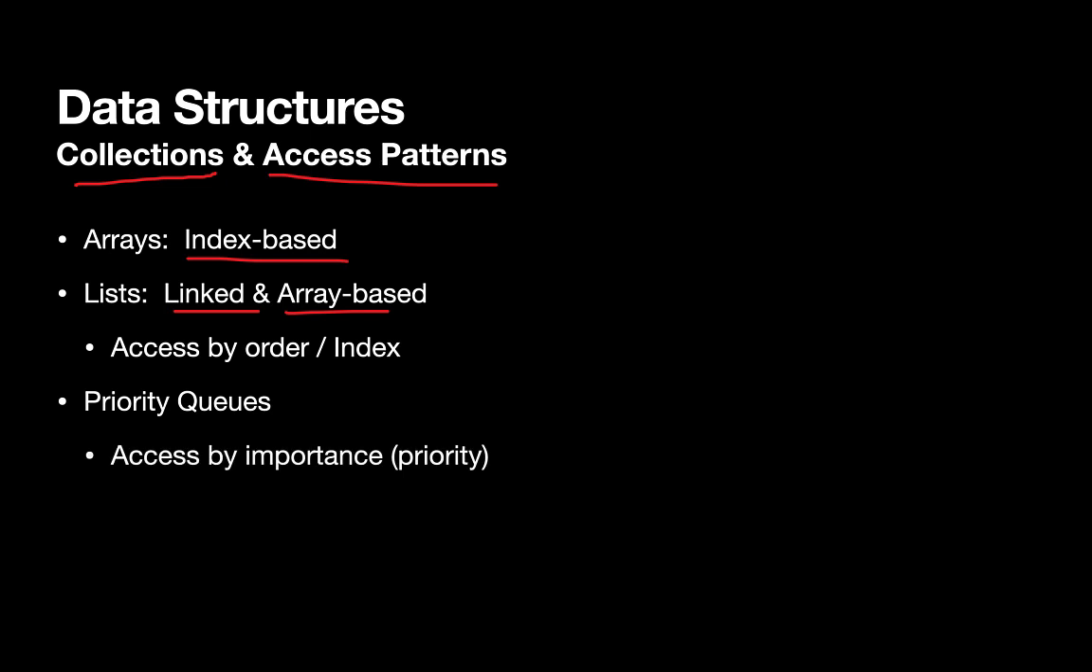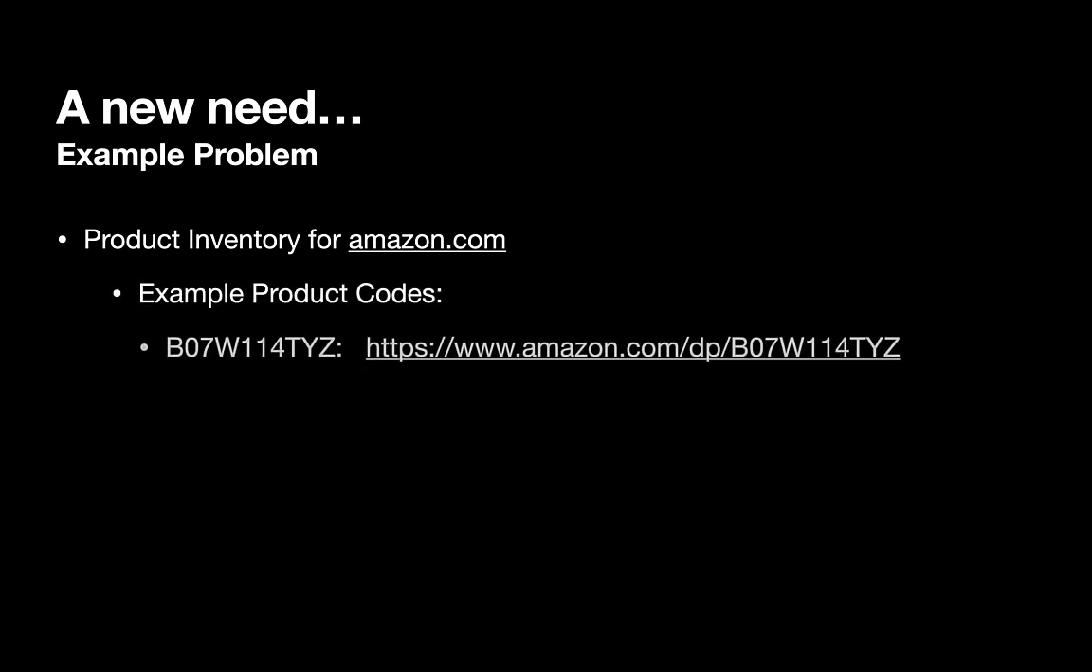Okay, so let's look at a new problem and a new need that we're going to encounter. Imagine that we're working with some company that has a large inventory of products. For example, Amazon.com. You may not have noticed this, but when you browse their website, the URLs in your browser include product codes. Product codes are these unusual looking combinations of letters and numbers. They may be buried inside the URL.